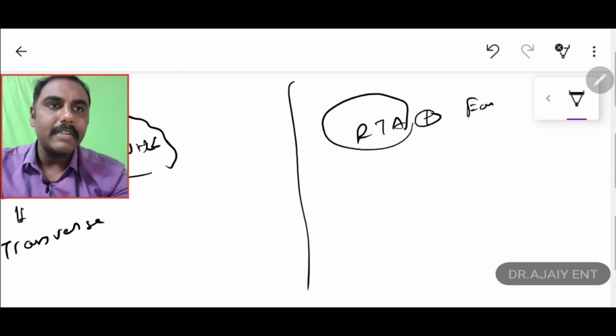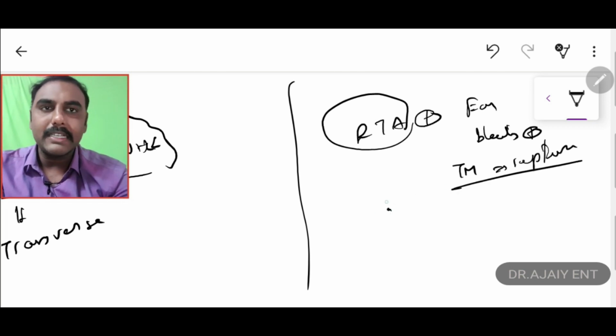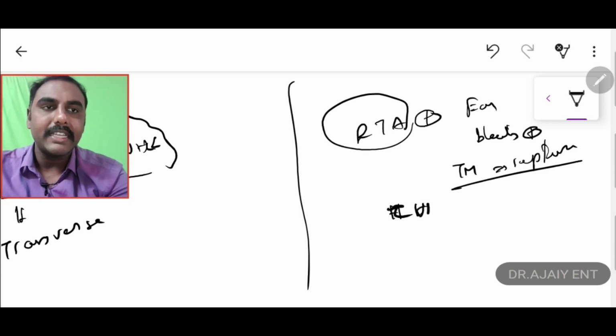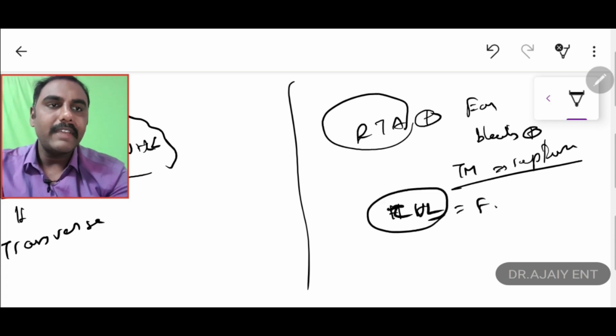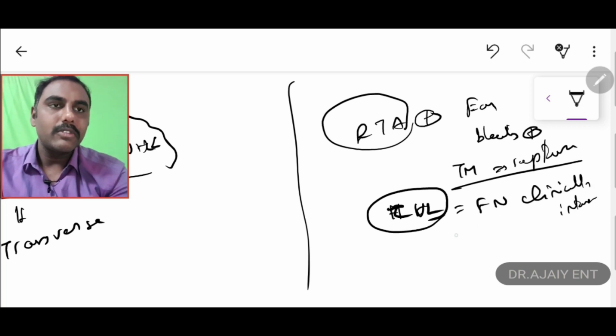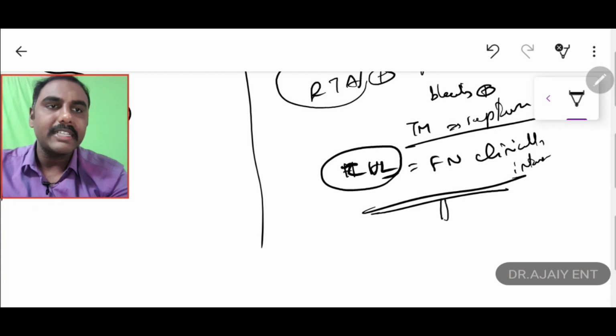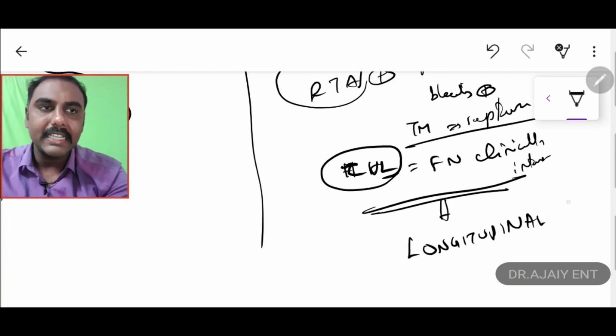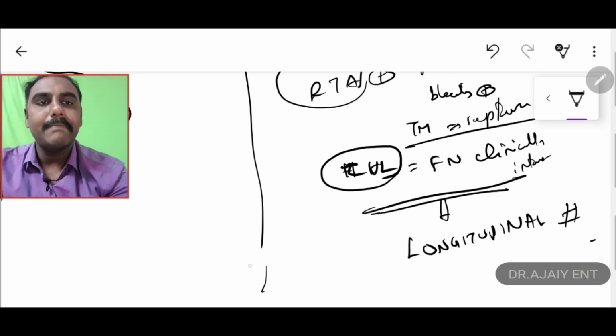Or in a scenario he will say that a patient presented with a road traffic accident, he presented in OPD with ear bleeding, there is an active bleeding from the ear. Okay, and on examination the tympanic membrane seems to be blood stained and there could be a rupture of the tympanic membrane. Okay, but the patient had a conductive hearing loss rather than a sensorineural hearing loss. Okay, and the facial nerve was clinically intact. So what could be the type of temporal bone fracture? It could be a longitudinal fracture.